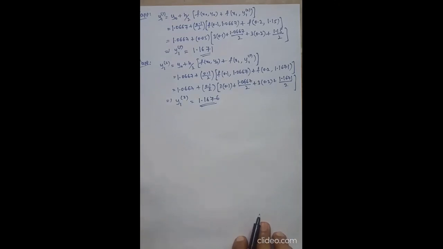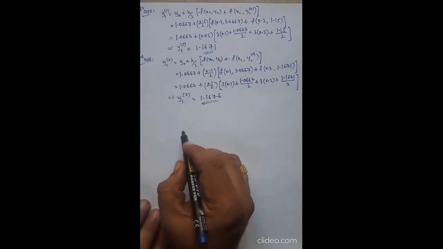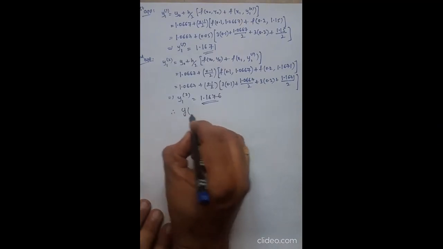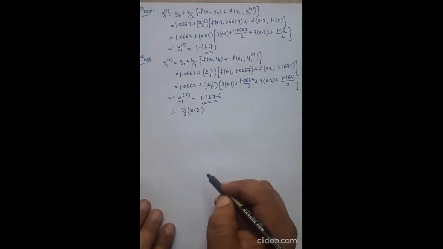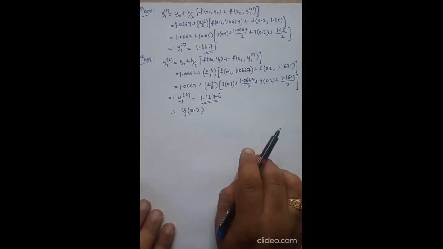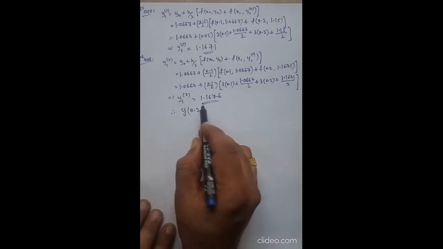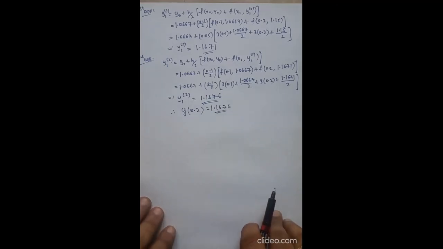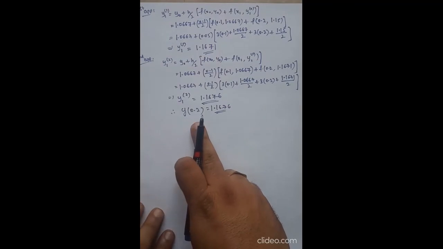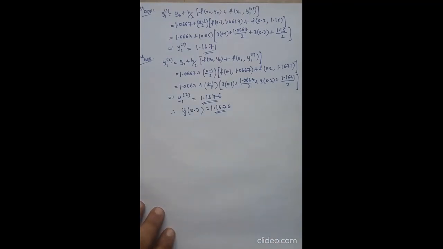And according to the statement of the problem, you have to do only the 2 iterations. So we did 2 iterations. So I can conclude the answer now. So therefore the value of y at x, what is x here? 0.2. Correct. In the second stage, x is 0.2. So the value of y at x equal to 0.2 is 1.1676. So this is the required solution here. So this is how we can solve a problem by using modified Euler's method in 2 stages.